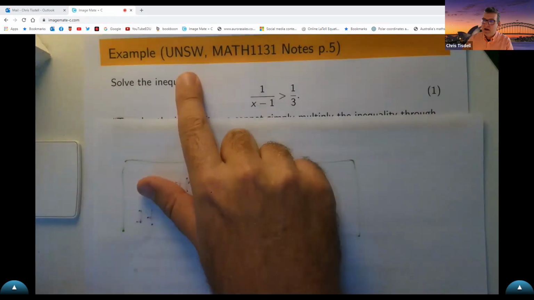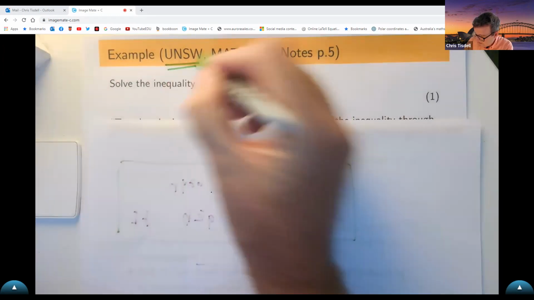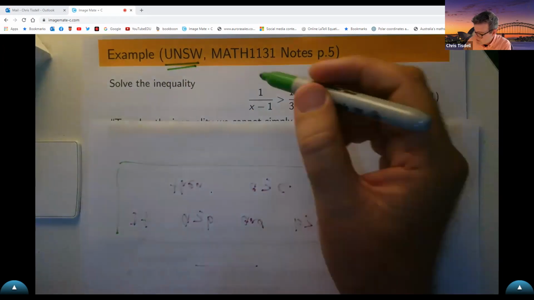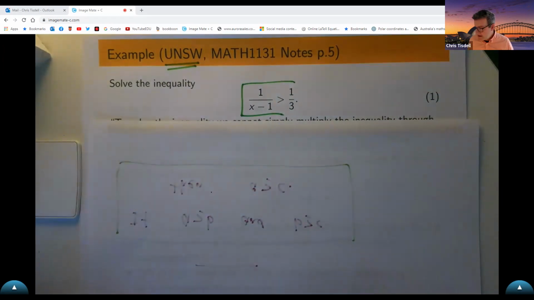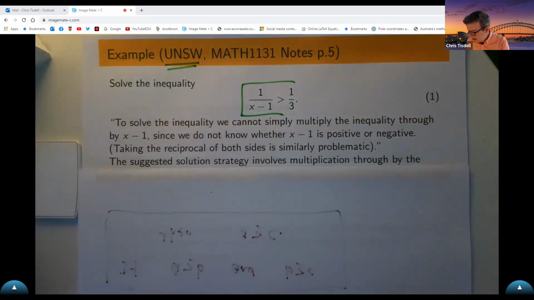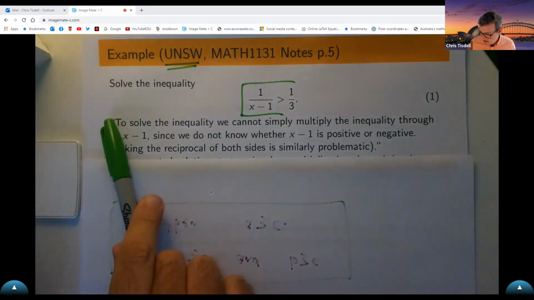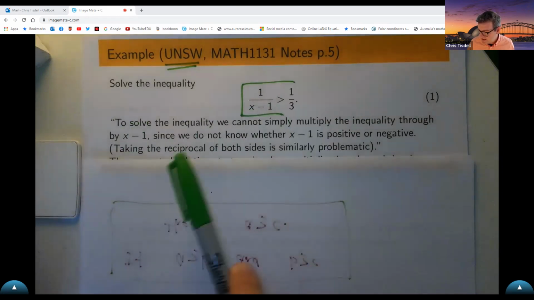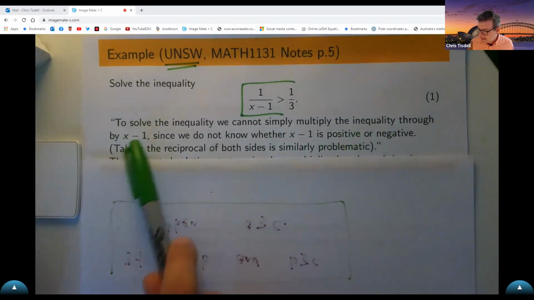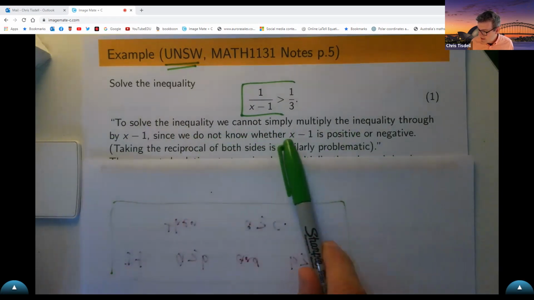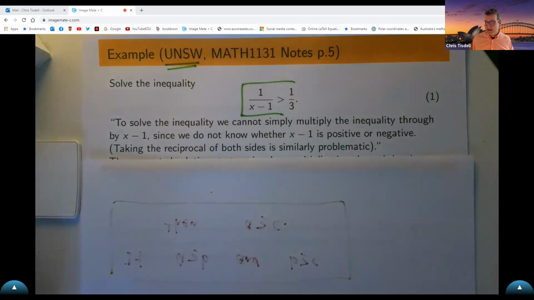Okay. Now I'm sort of having a go at my own university at the moment. So, you know, we're not perfect either. This is from a set of first year notes, right? And you're supposed to solve this inequality. Okay. Now here's something that I think is slightly concerning. This is the narrative from the explanation of this example. To solve the inequality, we cannot simply multiply the inequality through by x minus 1, since we do not know whether x minus 1 is positive or negative, and taking the reciprocal of both sides is problematic.